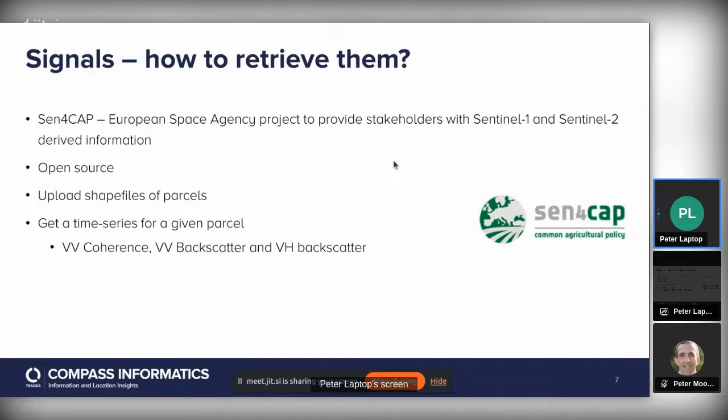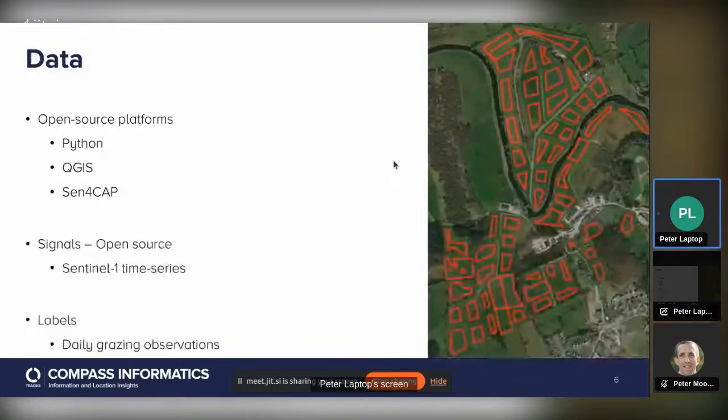But how it works is I have a shapefile of the training, or where I've got grazing observations, right? From QGIS, so these parcels, for example. These shapefiles are just part of one zip file, which also contains a configuration file and crop codes.